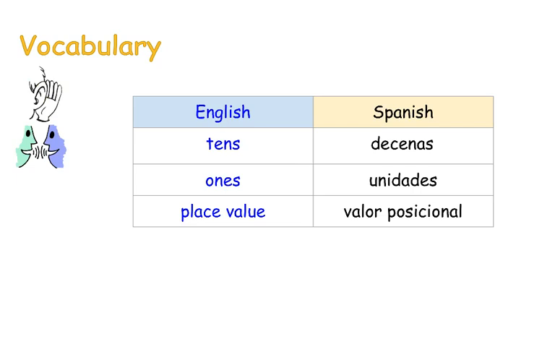Vocabulary. I'm going to say the word in English, and then you're going to say the word in English, then I'm going to say the word in Spanish, and then you're going to say the word in Spanish. Okay, so our first word is tens, decenas, ones, unidades, place value, valor posicional.